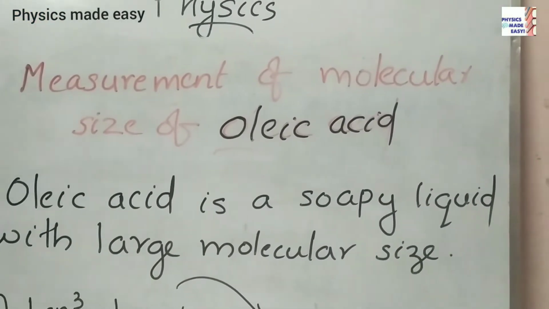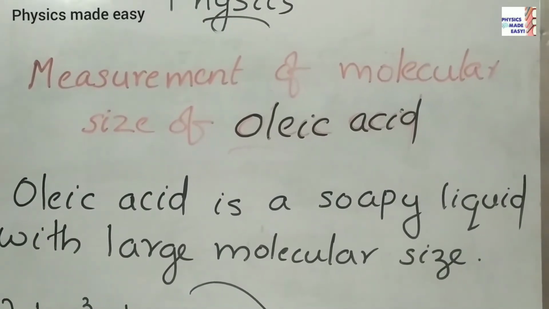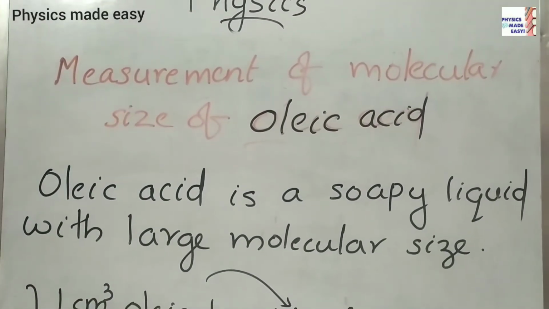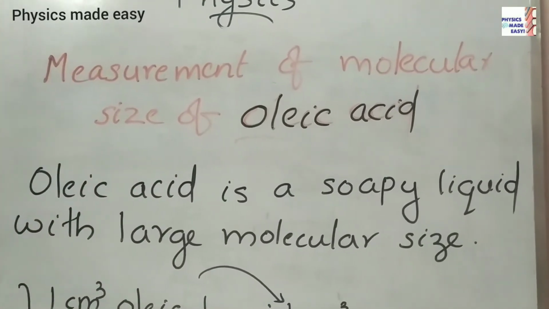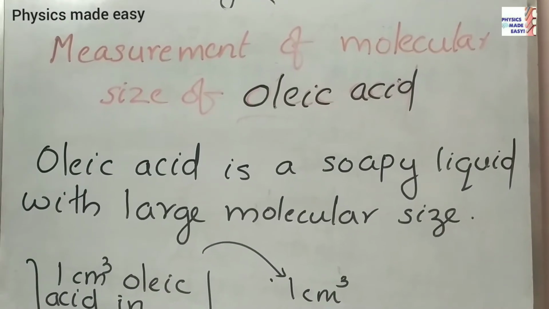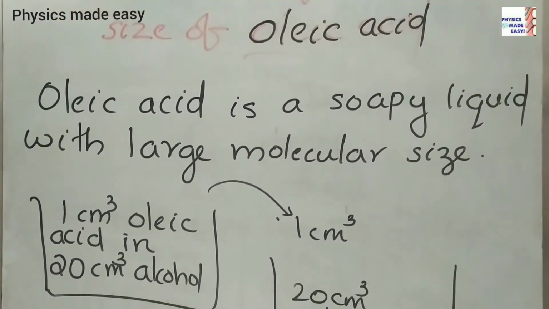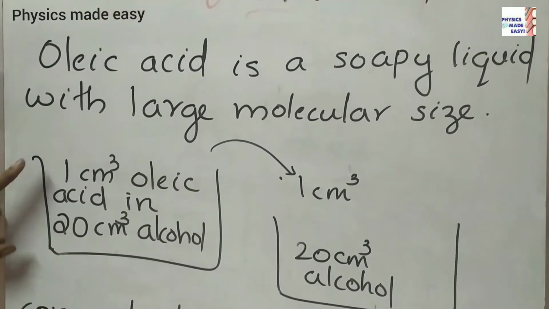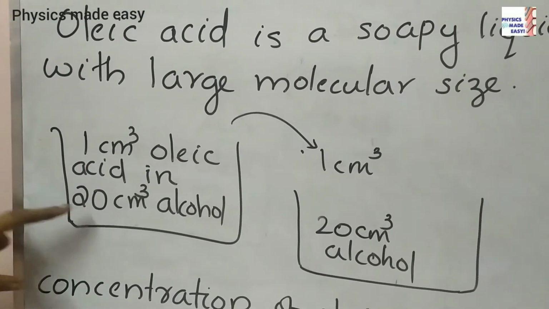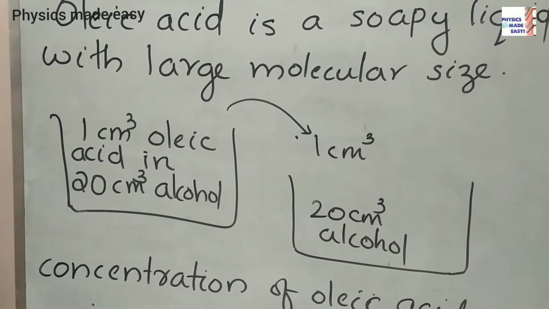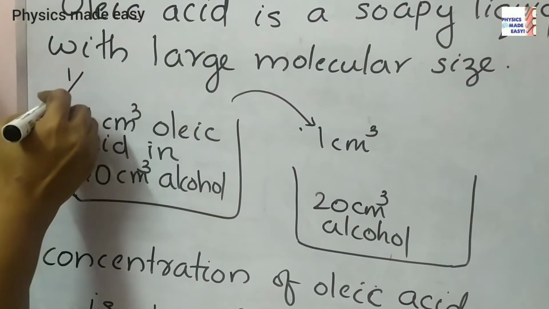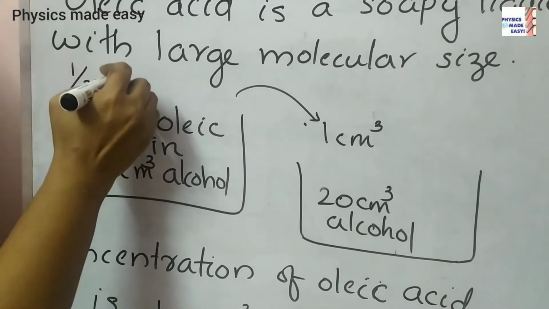Here we can discuss a method for measuring molecular size of oleic acid. Now what is oleic acid? Oleic acid is a soapy liquid, or we can say fatty liquid like that, with large molecular mass. For that what we have to do, we need alcohol also. So here you can see 1 centimeter cube oleic acid is dissolved in 20 centimeter cube of alcohol.